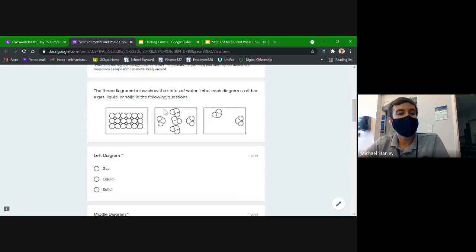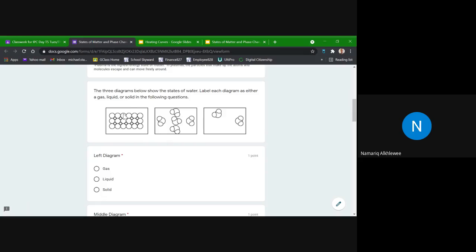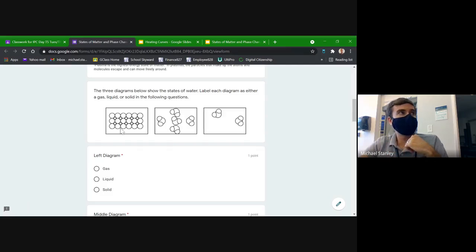That's okay. Again, if after the notes today you want to go back and redo some of your answers, that is okay. Thank you. So again, our first diagram here has very close, tight together particles. Our middle diagram is a little bit more spread out, a little bit more apart. And then our right diagram is very far spread apart, very far spread out.